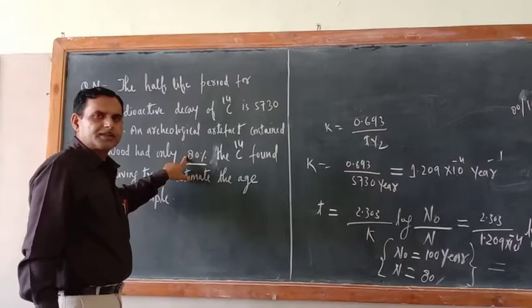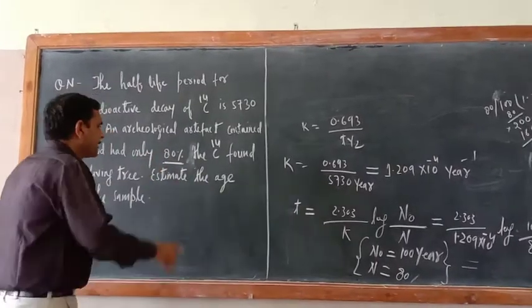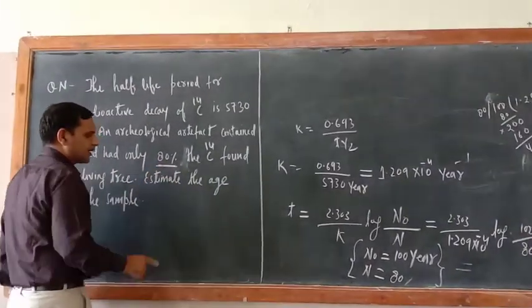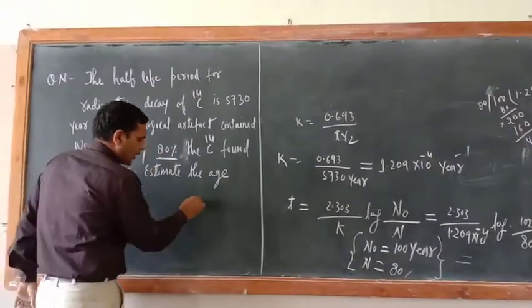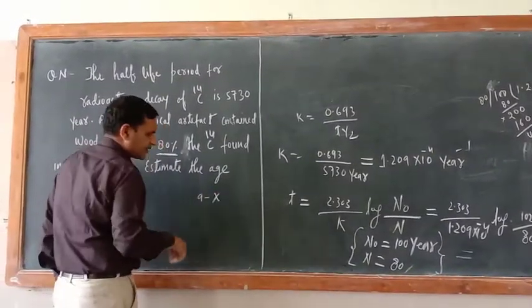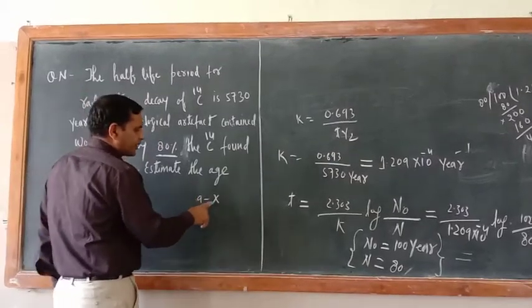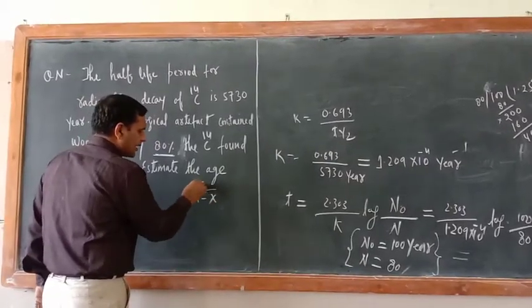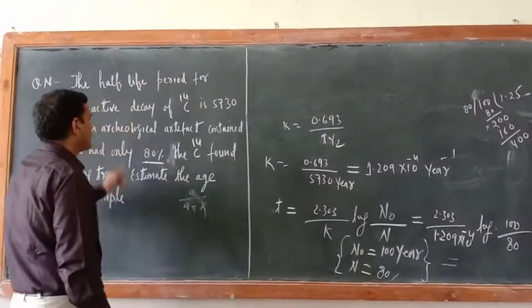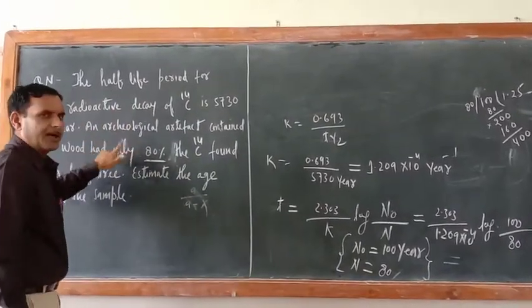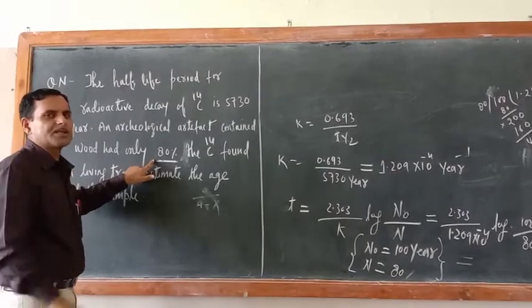Dear parents, you may ask why you did not solve this 80% on the basis of this formula, a minus x. So here 100 should be there, here minus, and here a by a minus x. If you read this question, it is very clear. 80% is not from its initial concentration.